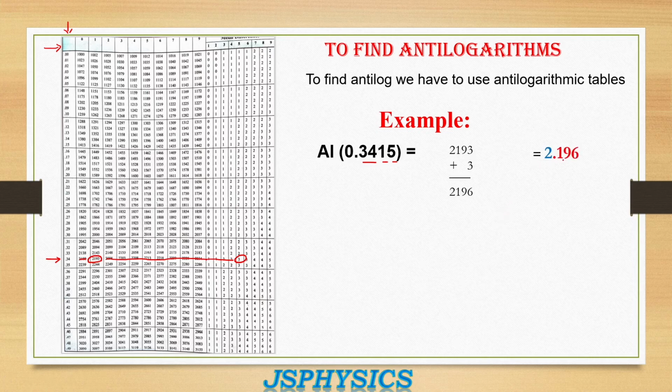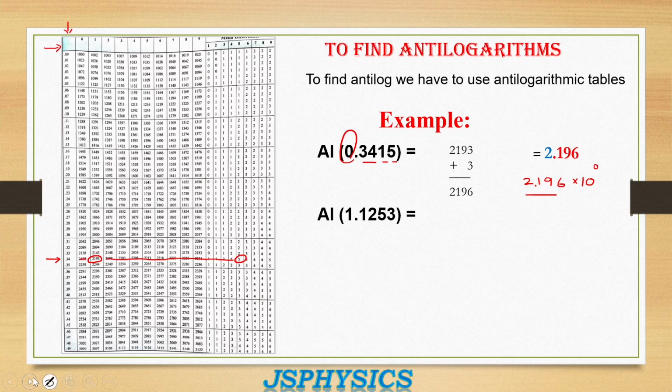So I'll write 2196 here, and then to place the decimal point, we have to look at the characteristic, this part. Whatever number is written here, you add 1 to that. So 0 plus 1 is 1. So we place the decimal point after 1 digit. And the other method is this. Once you get the number, say for example, 2196, place the decimal point always after 1 digit, and then you take the characteristic as a power of 10. So 2.196 into 10 raised to 0. 10 raised to 0 is 1. So this is your final answer, 2.196.